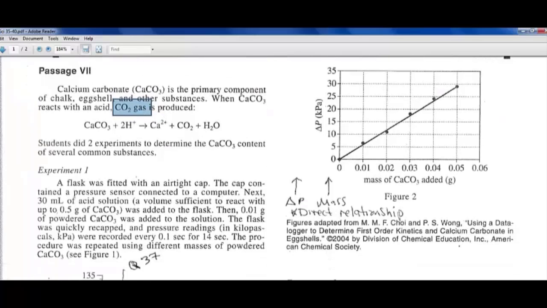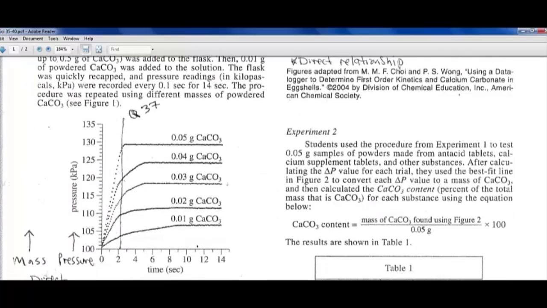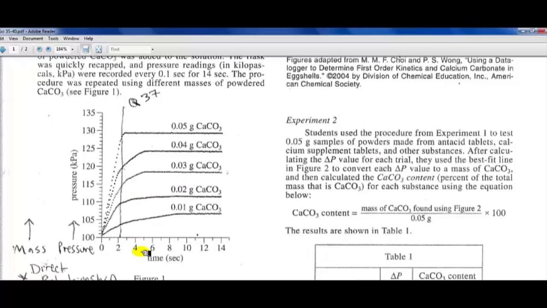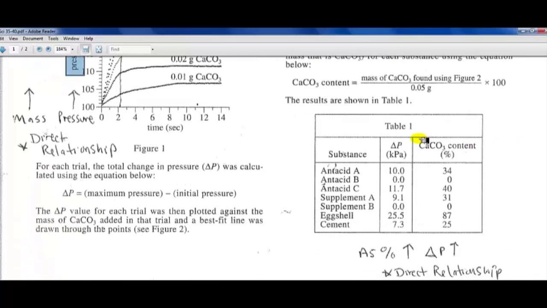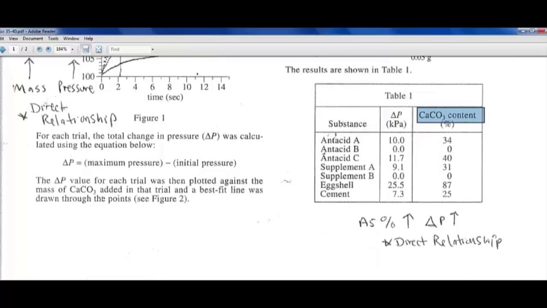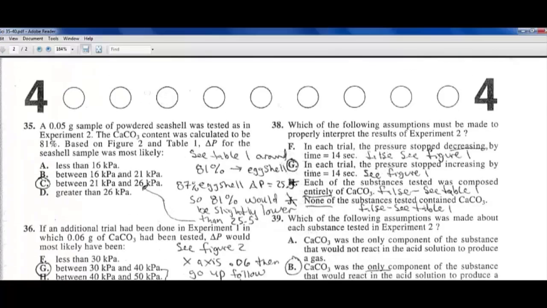So we are going to be looking for time versus pressure, and when you produce a large amount of gas, the pressure is going to increase as the gas increases. More gas, more pressure, common sense. So we're now testing to see if a greater amount of CaCO3 will produce a larger amount of gas. You come down over here. What is an underlying assumption, therefore?